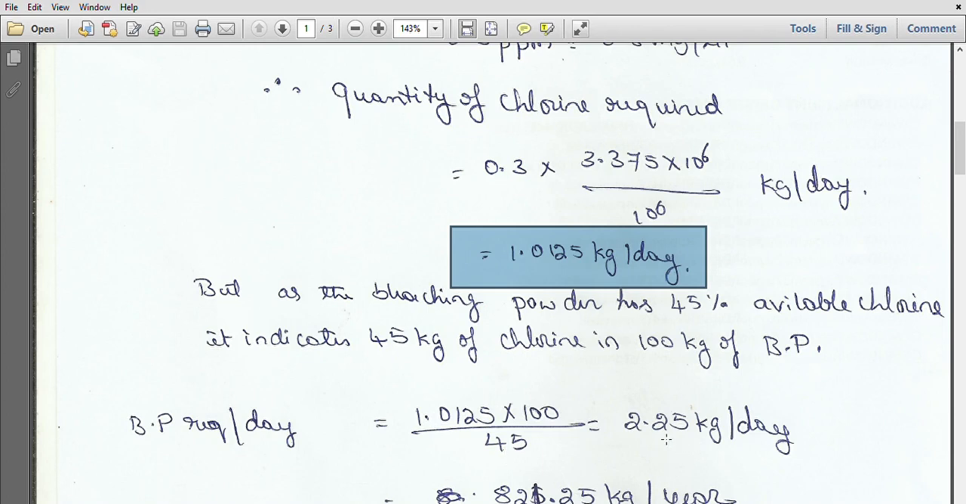So what is required per year? Because they asked per year. That is 2.25 into 365. What is 365? 365 days per 1 year. So 2.25 into 365 is 821.25 kg per year. That is the answer. Or it is nearly equal to 822 kg per year. It's a very simple problem.